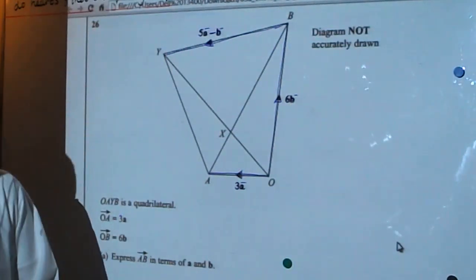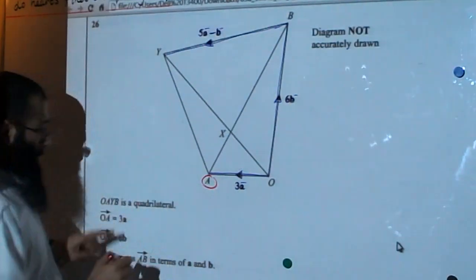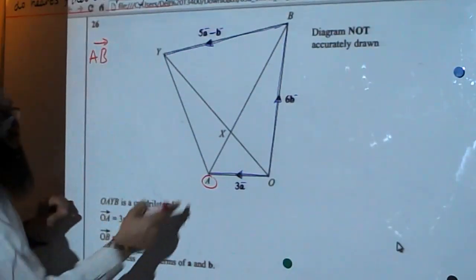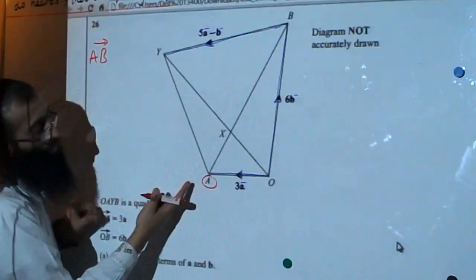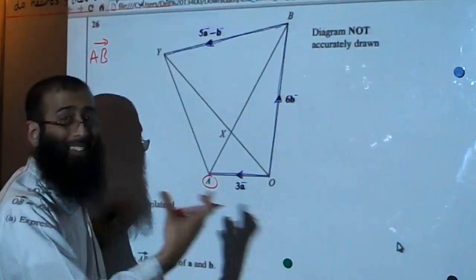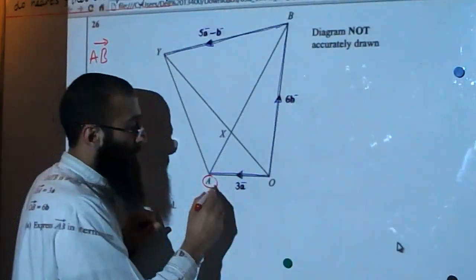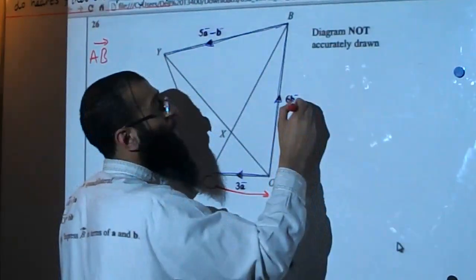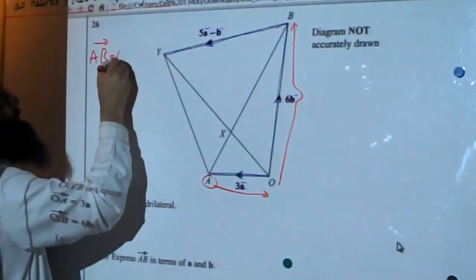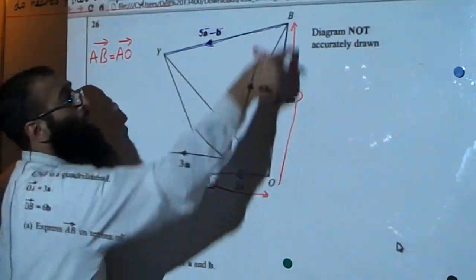Express A to B. Right, now, if I want to start at A, express A to B. I want to go from A to B, which is that straight way. Because this particular route hasn't been assigned a vector in the question, we have to go on what I call the scenic route. So we've got to go from A to O, and then we've got to go from O to B. Okay, let's write that down. So A to B is equal to A to O, and then plus O to B.